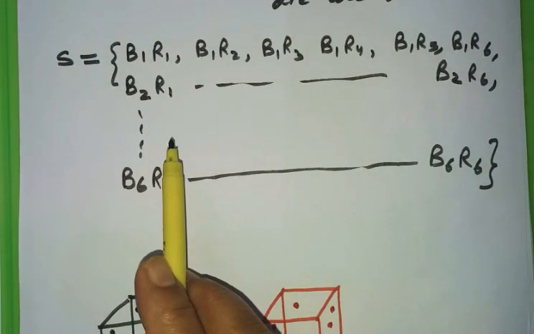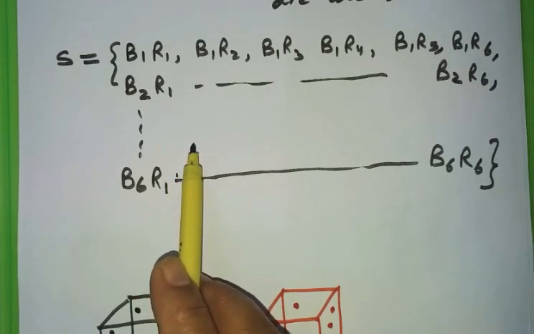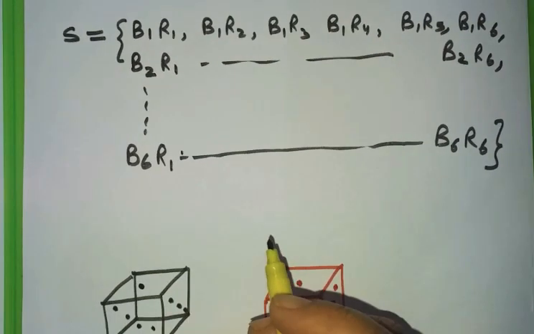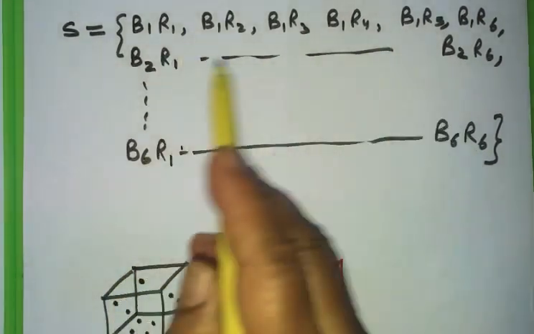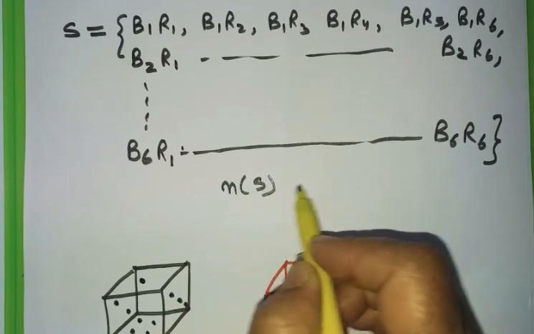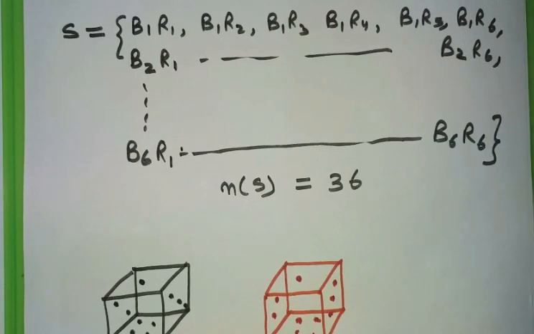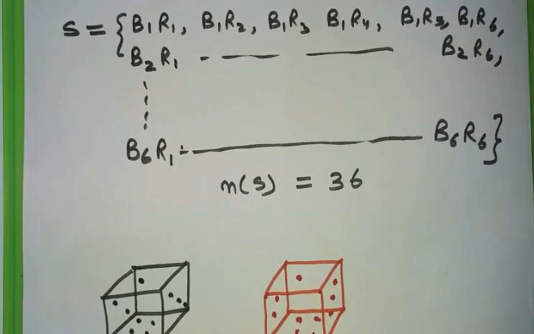Let us count how many elements there are in this sample space. I think these are 6, 6, 6, 6, that is, 6 times 6. So the number of elements this sample space contains is 36. It is very important to understand the sample space and the random experiment. Only then can you proceed correctly in the right direction.